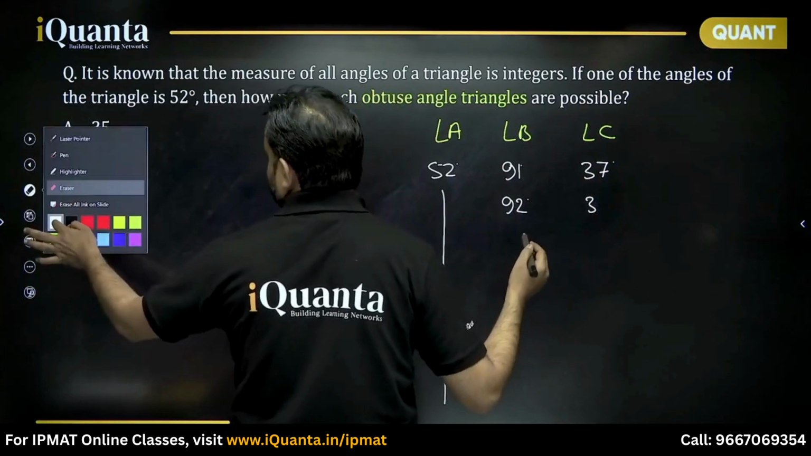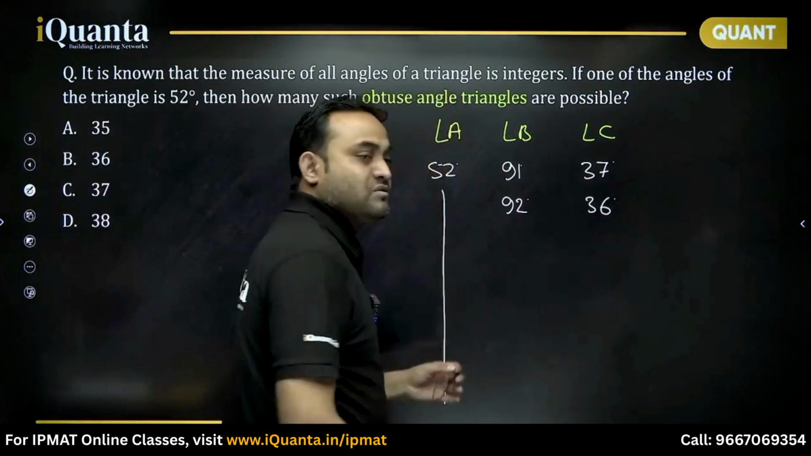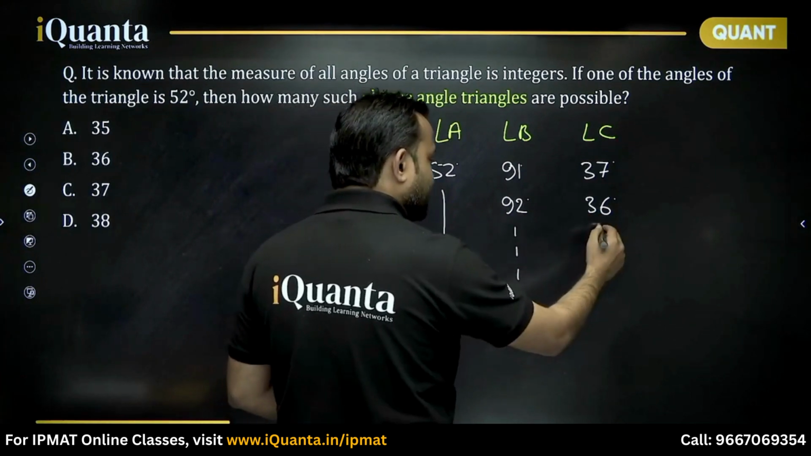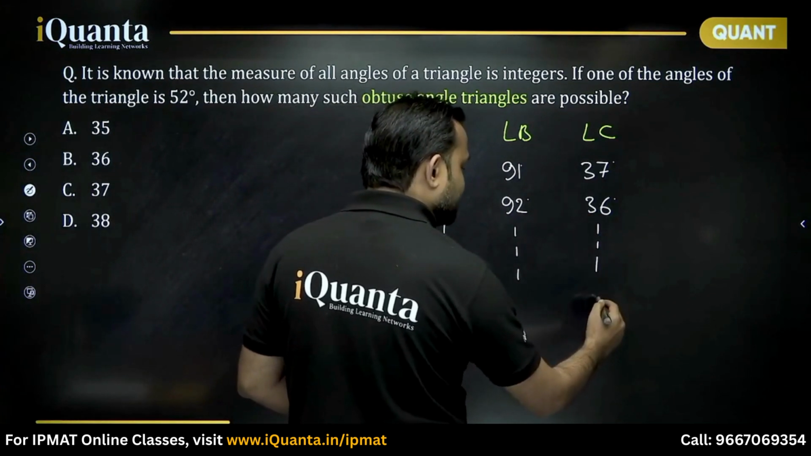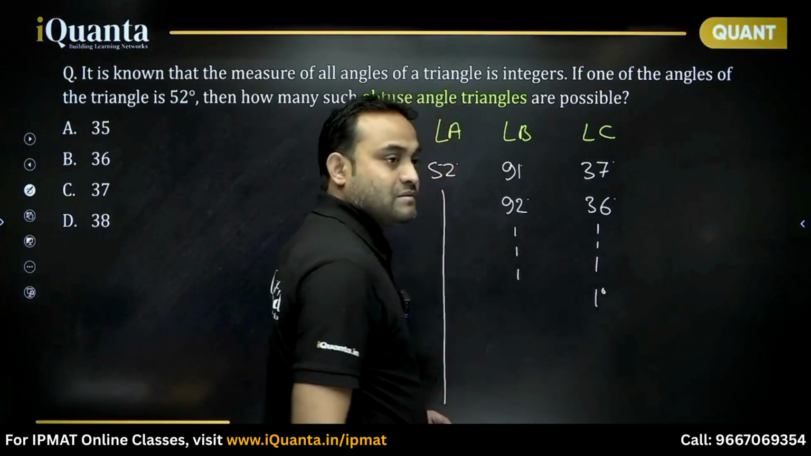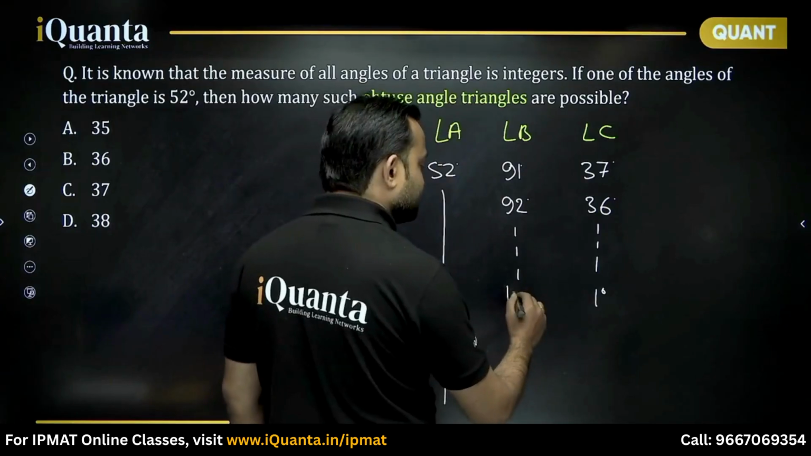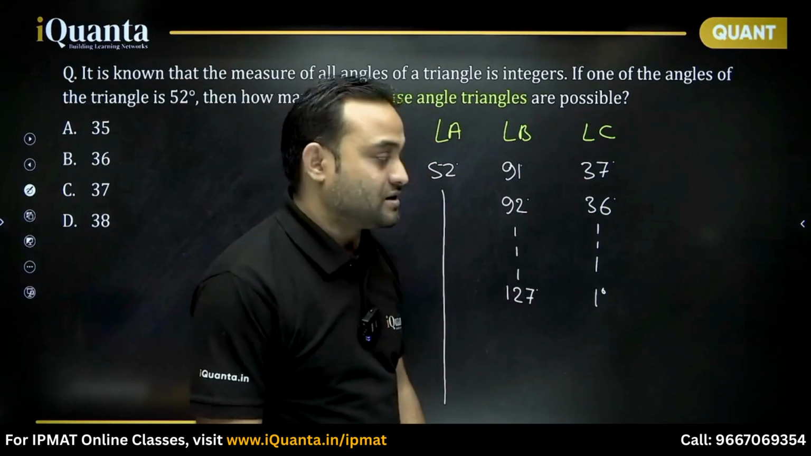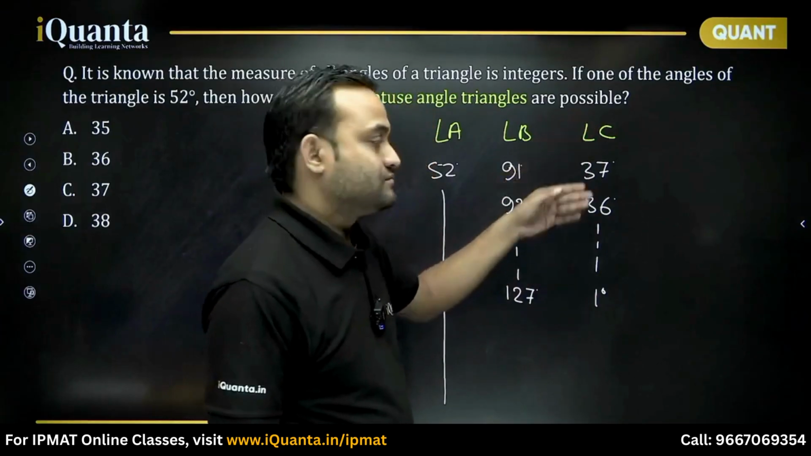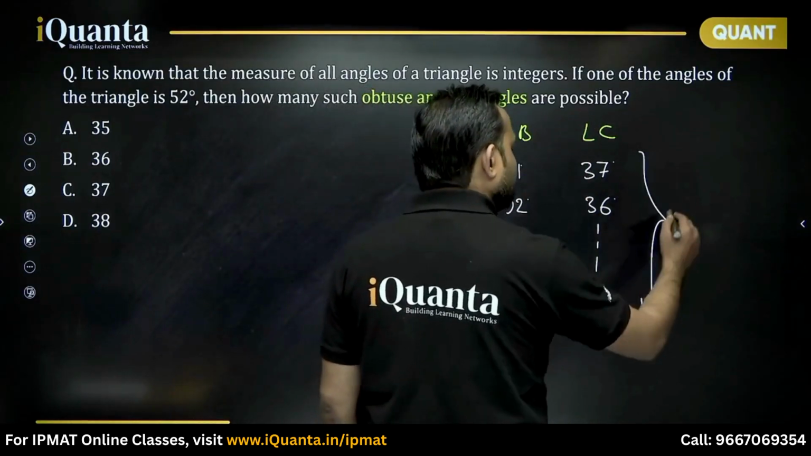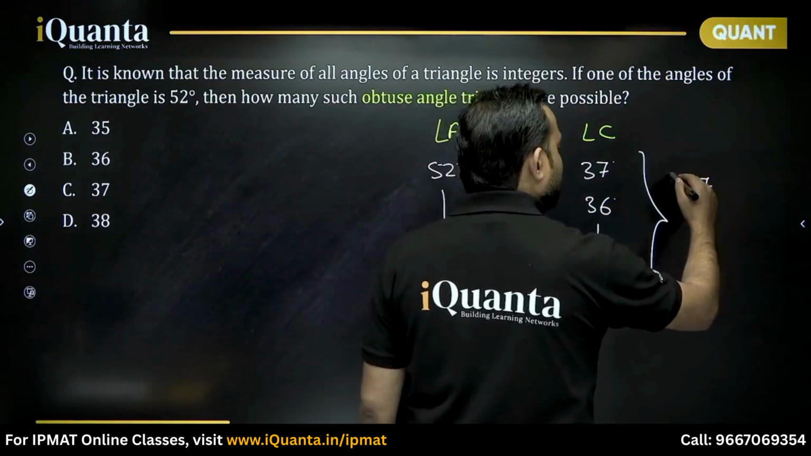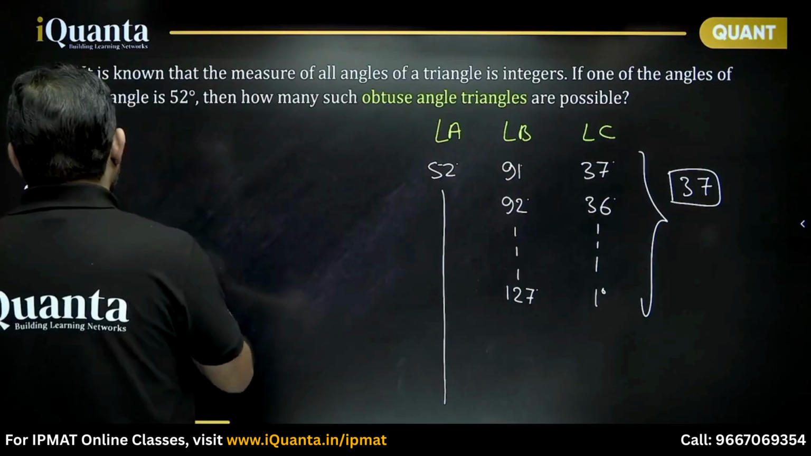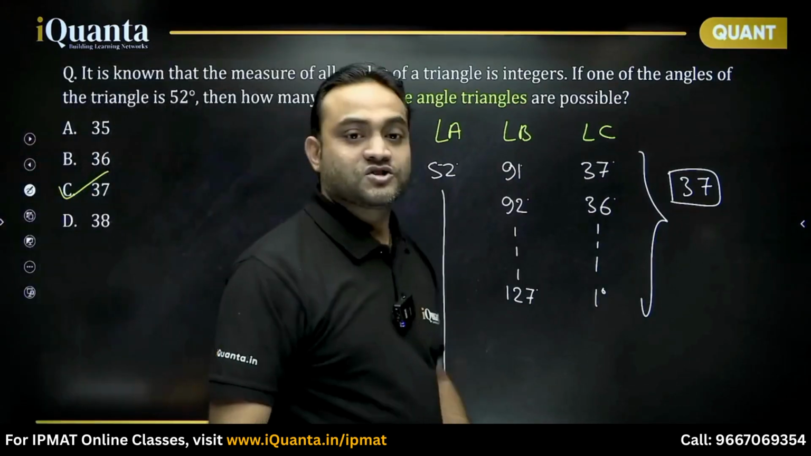So how far can we go? Do we need to write all the values one by one? No. As this value is decreasing, how far can it go? It can go down to a minimum of 1 degree. And if this is 1, this will be 127 degrees. So how many such triangles are there? 1 to 37. So a total of 37 triangles are possible. What is our answer in this case? Our answer is option C, which is 37.